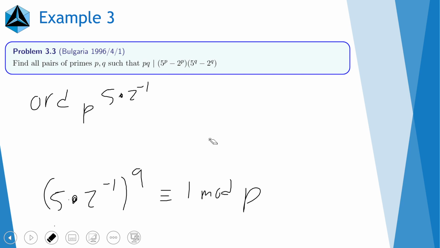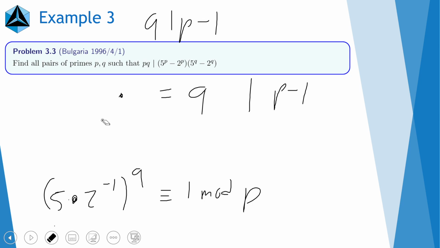So I'll make this a little clearer by writing it on one line. And we also know by our theorem that this order divides p minus 1. So our conclusion is that q divides p minus 1. But we can do the same exact work on the other side, where we switch p and q around. This gives us that p divides q minus 1.